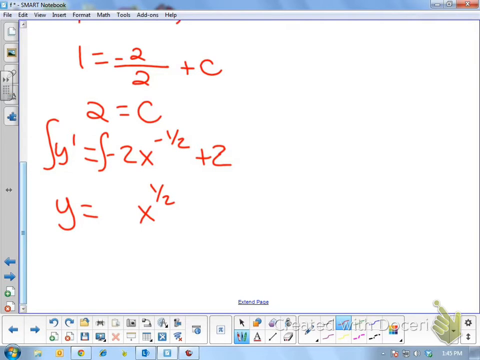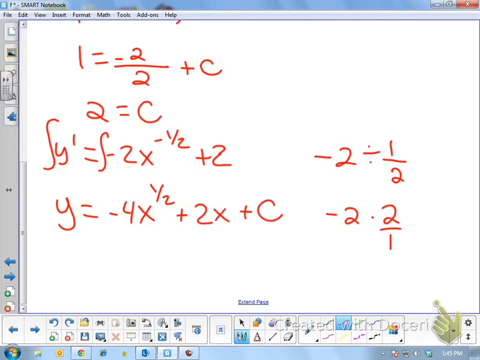What do we get if we do negative 2 divided by 1/2? I think this is where a lot of people may have gone wrong. What did you say? Negative 4. Negative 2 divided by 1/2 is negative 2 times 2 over 1. Got to be careful with your fractions. If you need to, write them out. Write it out old school so you don't make little mistakes like that. So we get negative 4 plus 2x plus c. So does everyone else see where they're making their mistakes? Yeah.